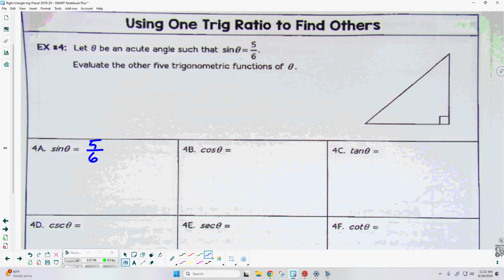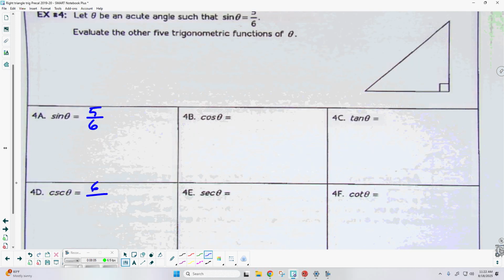Okay. Now here's the thing. Before we even start this problem, because I already know sine, what's the one trig function I immediately know? I don't have to do any work. Cosecant, because they're reciprocals. So if sine is 5/6, then cosecant has got to be 6/5. Okay.